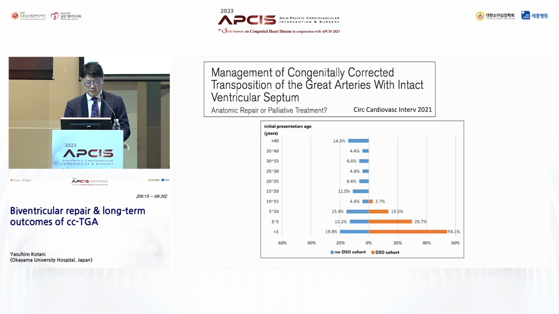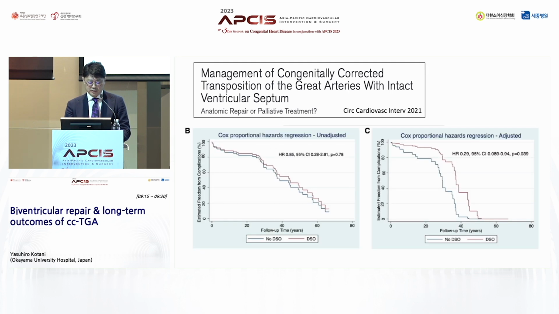But it may be difficult to compare the two groups because initial presentation age was different between the two groups. So they adjusted by age at first presentation and also by AV block, severity of tricuspid regurgitation, and RV function, and now you can see double switch patients are significantly better compared to palliative surgery patients.